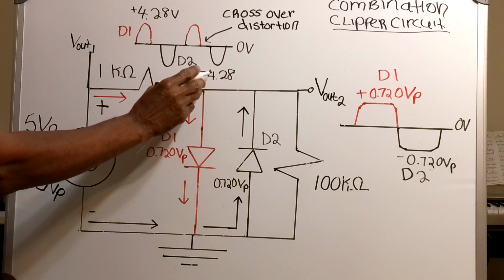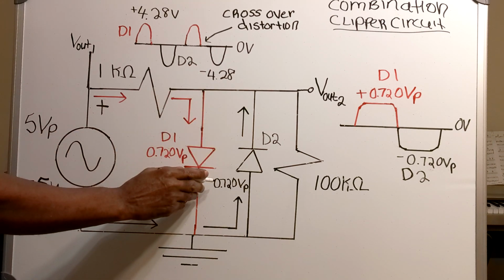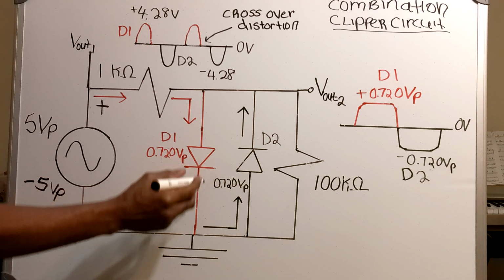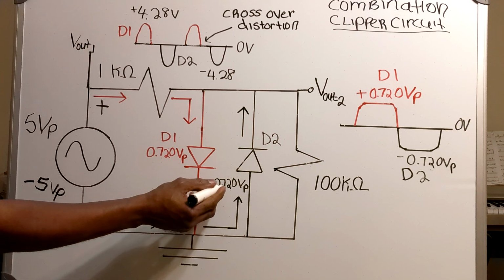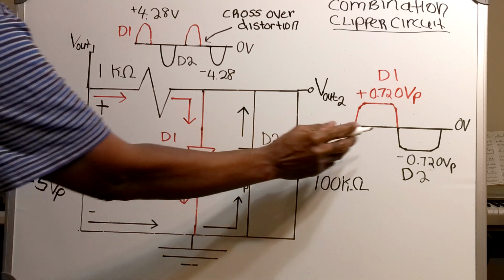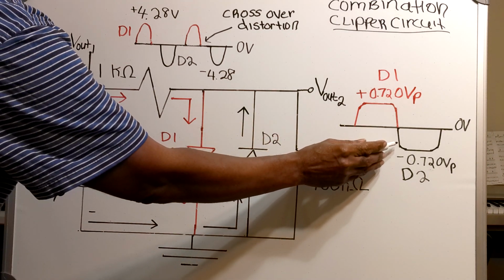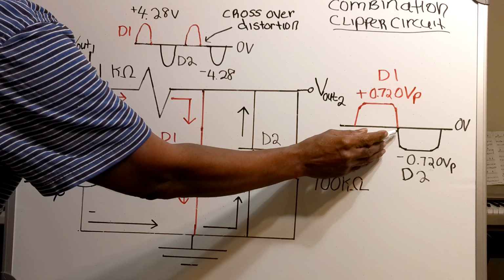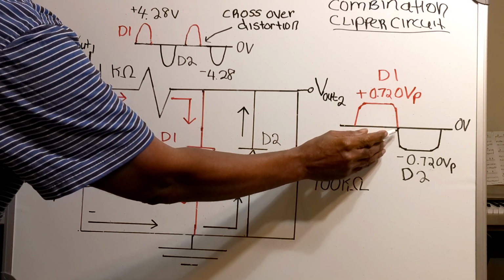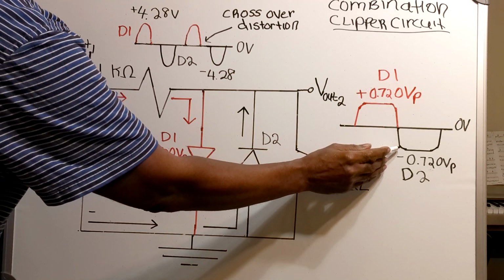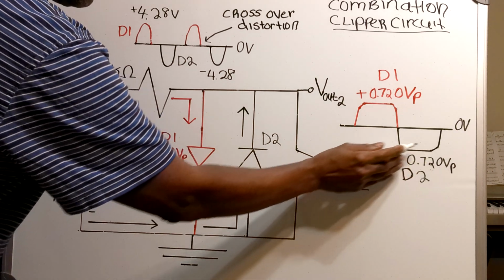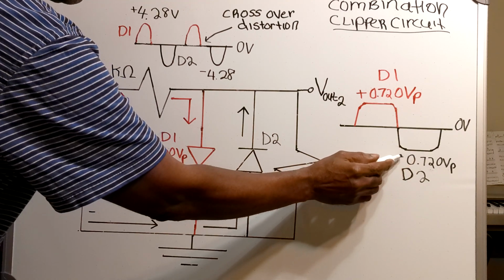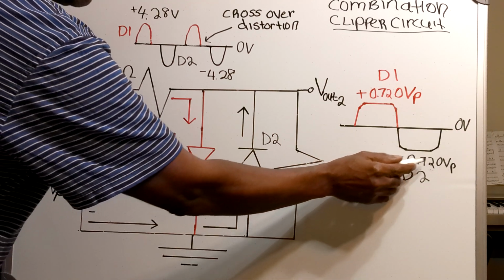That voltage difference is minus 720 millivolts. At the output, the voltage rises, the corners are rounded off, and it levels out at a peak of minus 0.72 volts.